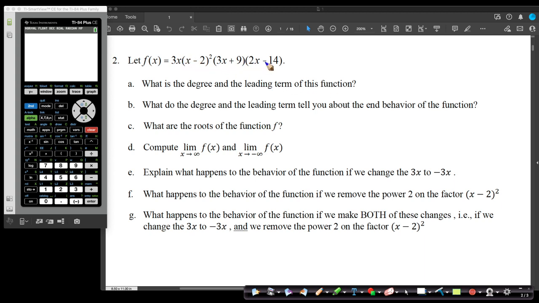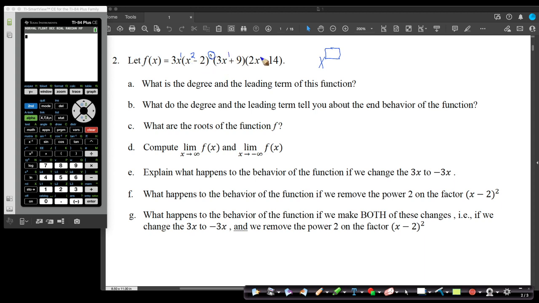So this is a polynomial function. It's listed out in factors, and so what we're looking for is the biggest exponent, what's the largest power of x. So this is x to the first. This is going to be squared. We're going to have to FOIL this out, but it will give us an x squared term.